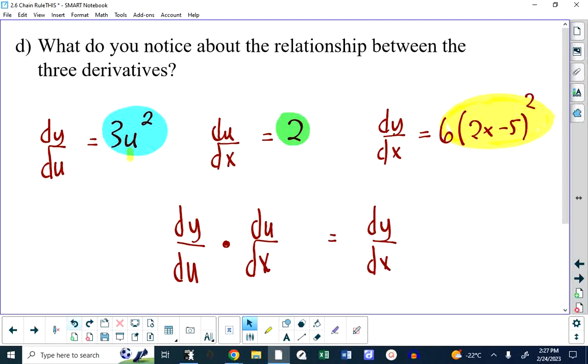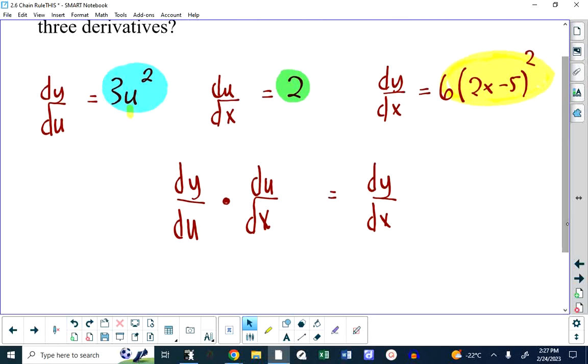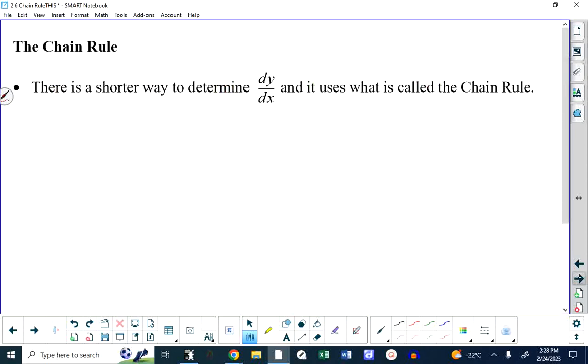So, what does this mean? It means that if you want to find, and I have to really choose my words carefully because it's tricky, if I want to find the derivative of something with respect to x, I can find the derivative of it with respect to another variable that depends on x, and then I can multiply by the derivative of that other variable with respect to x. So there is a shorter way to determine dy dx in this question, and it uses what's called the chain rule. And I'm going to come back to the details of it in a bit.